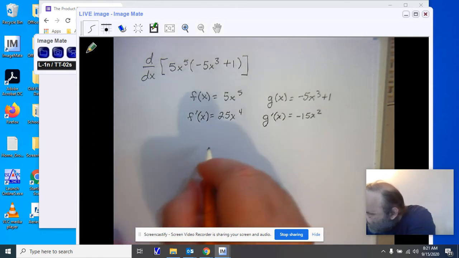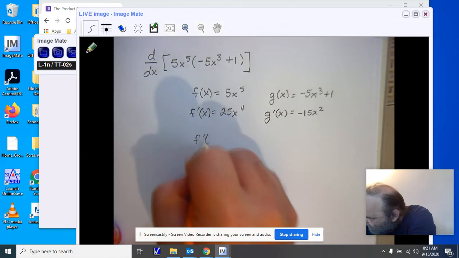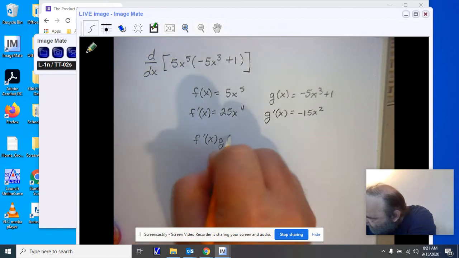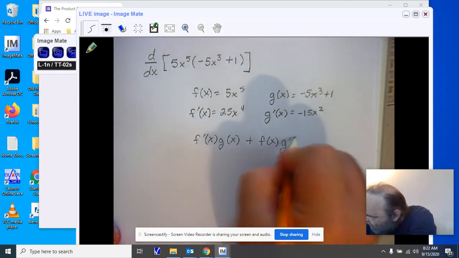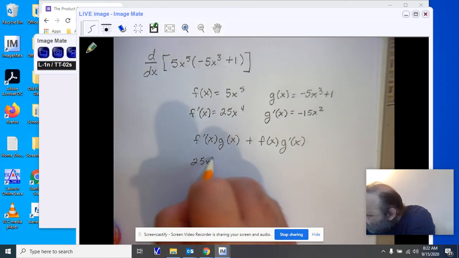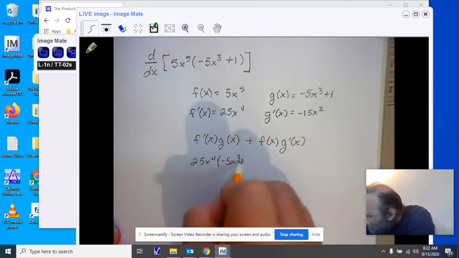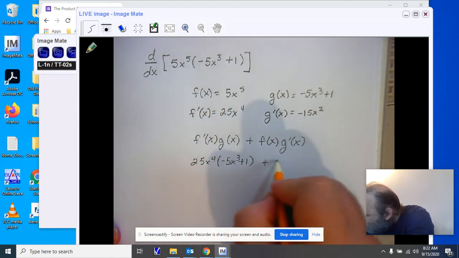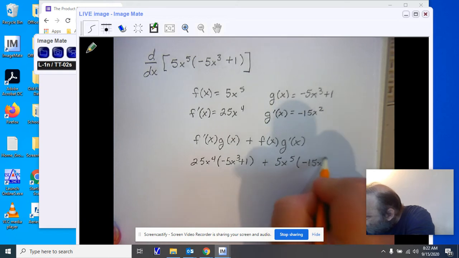Now we're going to put them together as the product. So we take our first f prime of x, we multiply by g of x, then we add to it f of x, and we multiply by g prime of x. So I'm going to put my 25x to the fourth, parentheses, negative 5x cubed plus 1, and then add to it the f of x, which is 5x to the fifth, and multiply by the negative 15x squared.